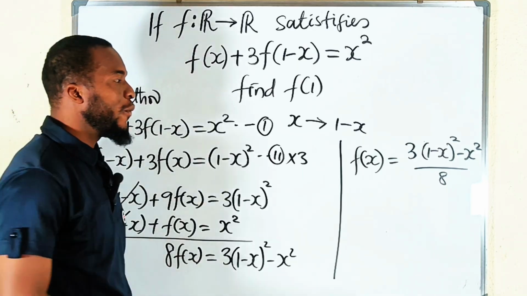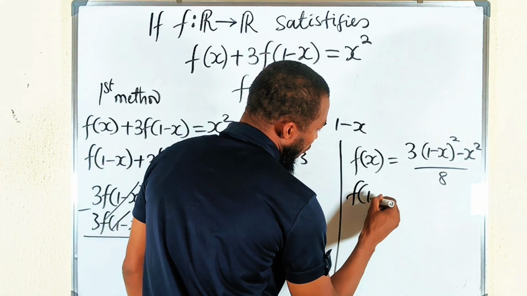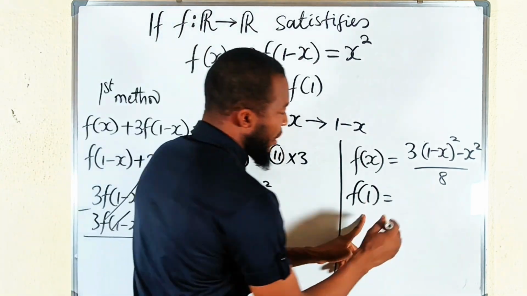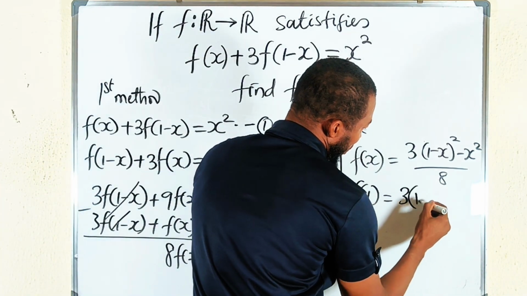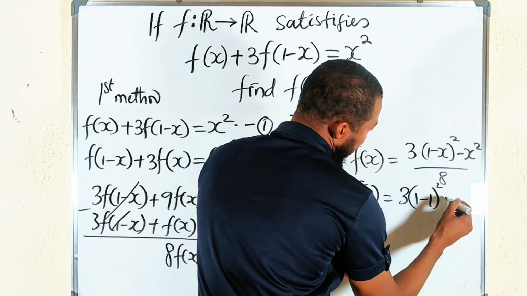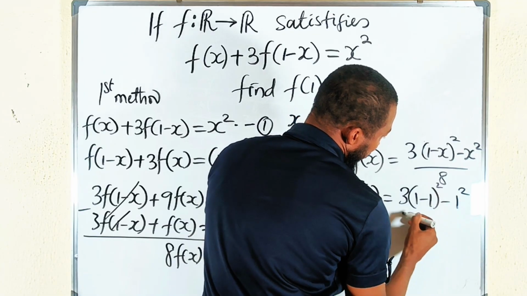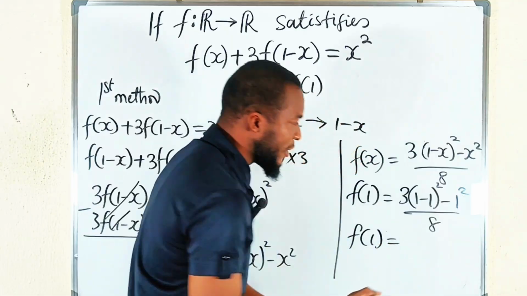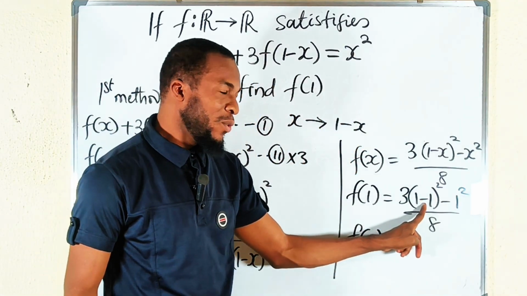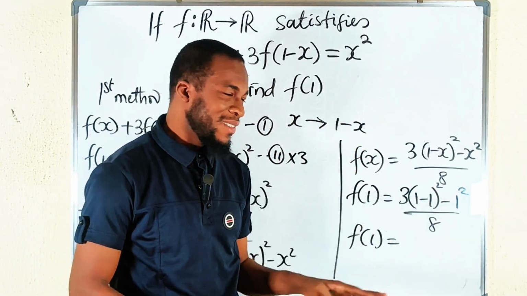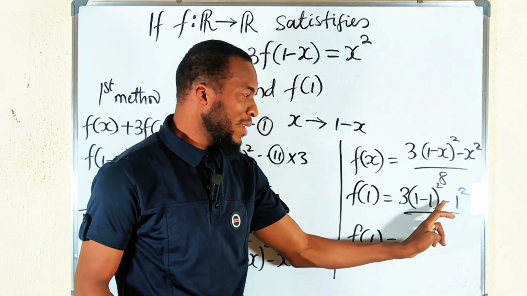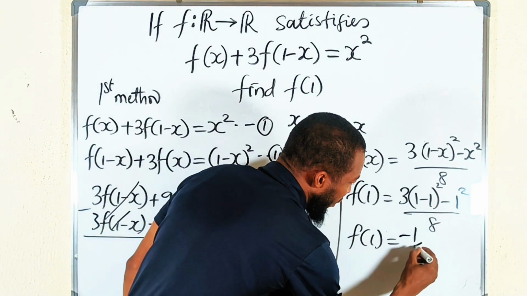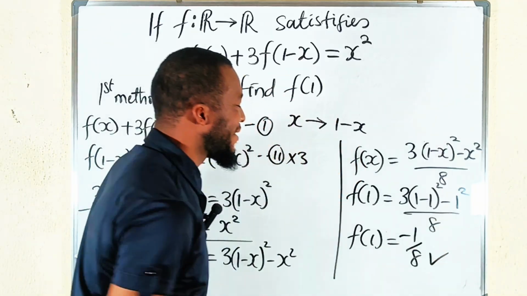But remember, we are looking for f of 1. f of 1 will now be equal to, in place of x, we write 1. So this is 3 times (1 minus 1) squared minus 1 squared, divided by 8. f of 1 is finally equal to: 1 minus 1 is 0, 0 squared is 0, times 3 is 0. 1 squared is 1. So 0 minus 1 is minus 1. So this is minus 1 divided by 8. This is our final answer.